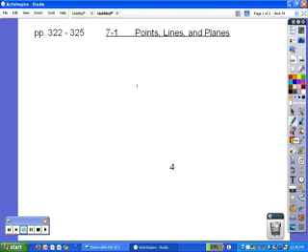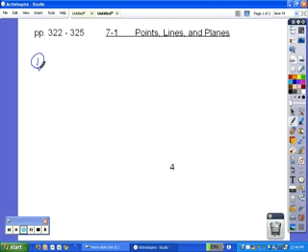In this lesson, the vocabulary is important to know, not only definitions, but what each one of these geometric figures looks like. So reviewing through pages 322 to 323 will help you as you go through this lesson, as well as any notes that we took in class.